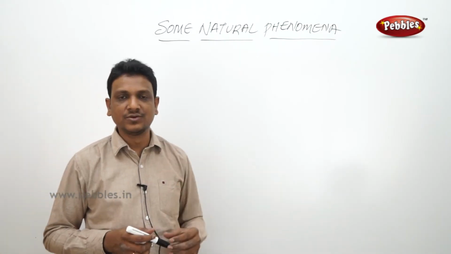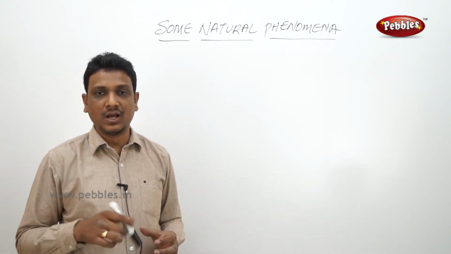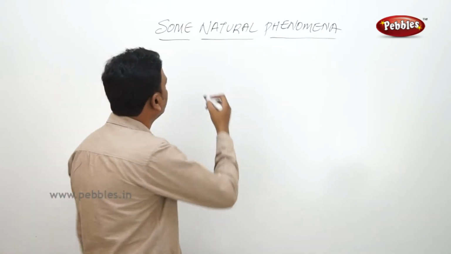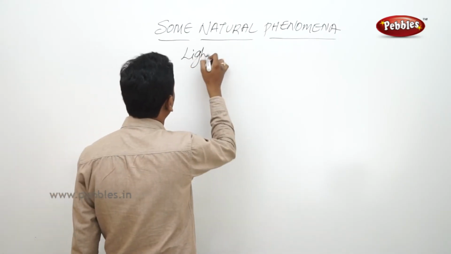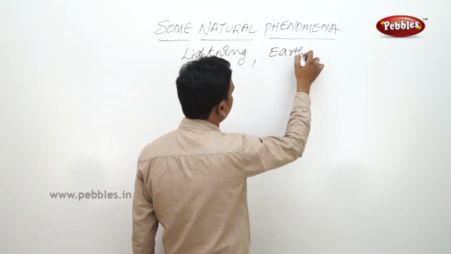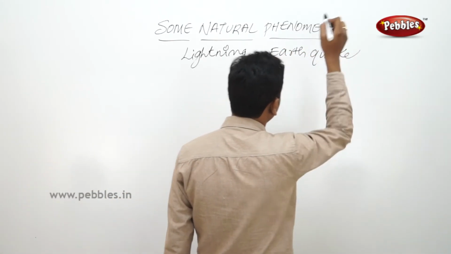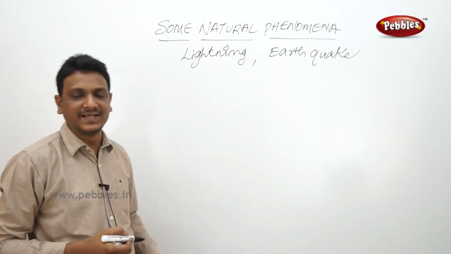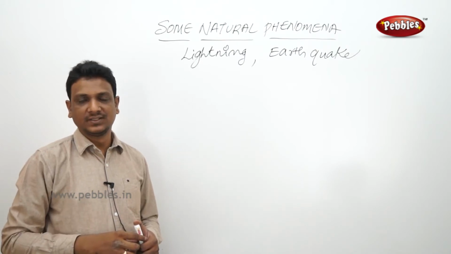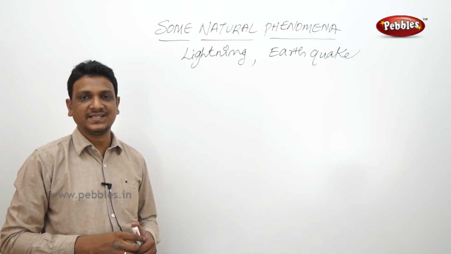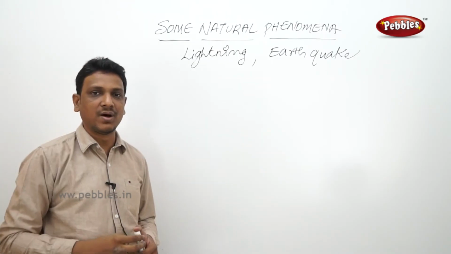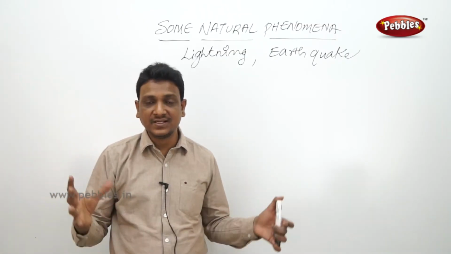We already studied cyclones and storms. Now in this class, which natural phenomena are we going to discuss? The first one is lightning. The second one is earthquake. Lightning. What is lightning? Lightning is a kind of spark that we see in the sky. During storms, we see lightning. When it is windy and cloudy, you can see an electric spark coming from the sky, big sparks.